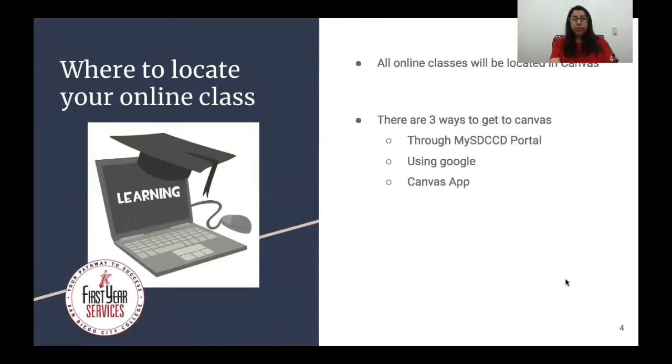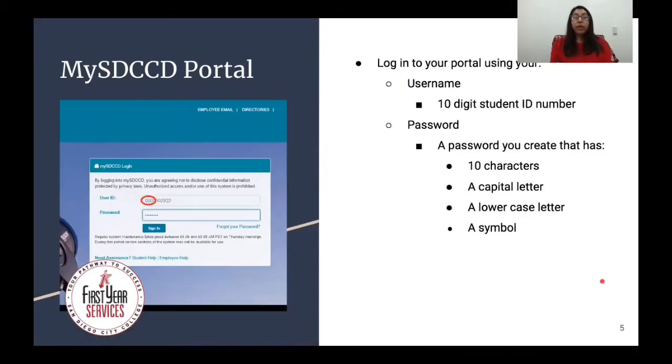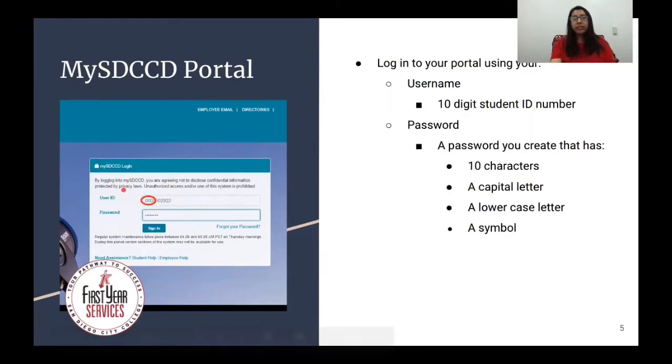Okay. So now, the first thing would be how to access it through your SDCCD portal. So on here, you would see how you're entering your user ID. Your user ID is your 10-digit student ID number. So if the user ID that you have only has 7 numbers, you would add 3 zeros to the front. And then the password would be whatever you created at the time of creating your MySDCCD portal.